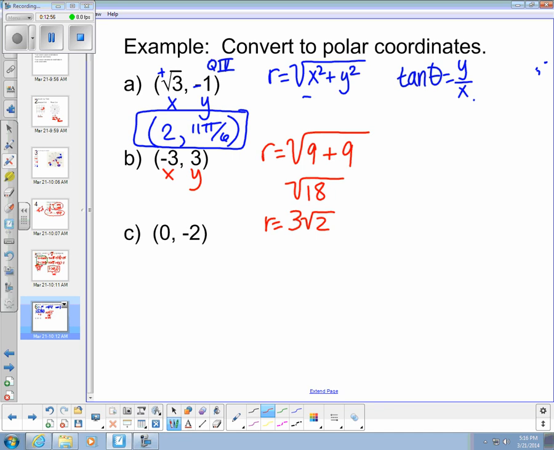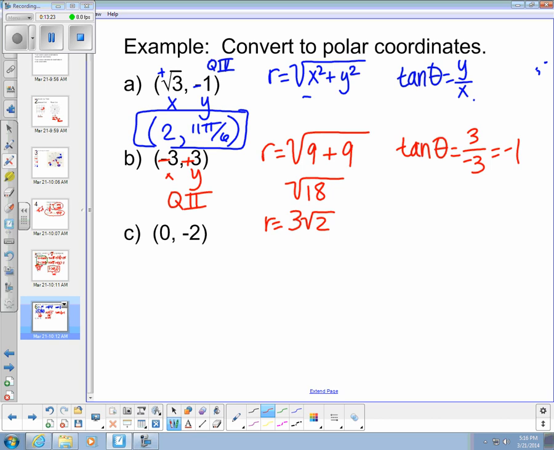For theta, we're going to have tangent of theta equals y over x, which is 3 over negative 3, or negative 1. Again, the negative we're going to use to figure out quadrants. So if I have a negative and a positive, then that puts me in quadrant 2. So I need my angle to be in quadrant 2.